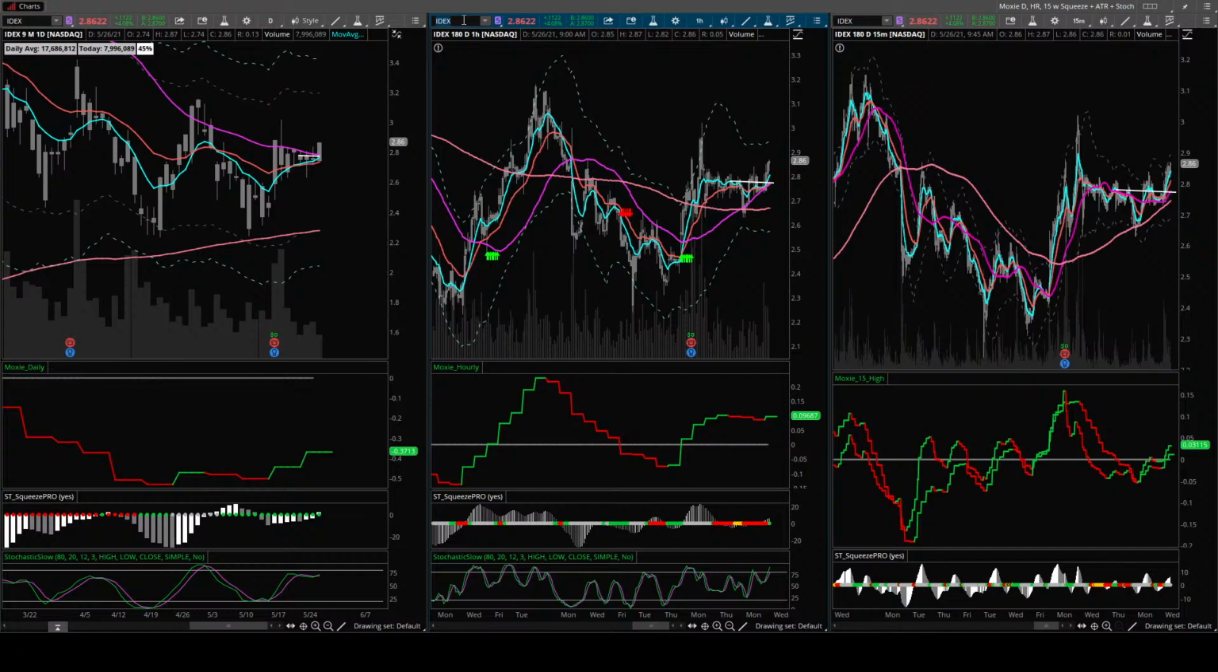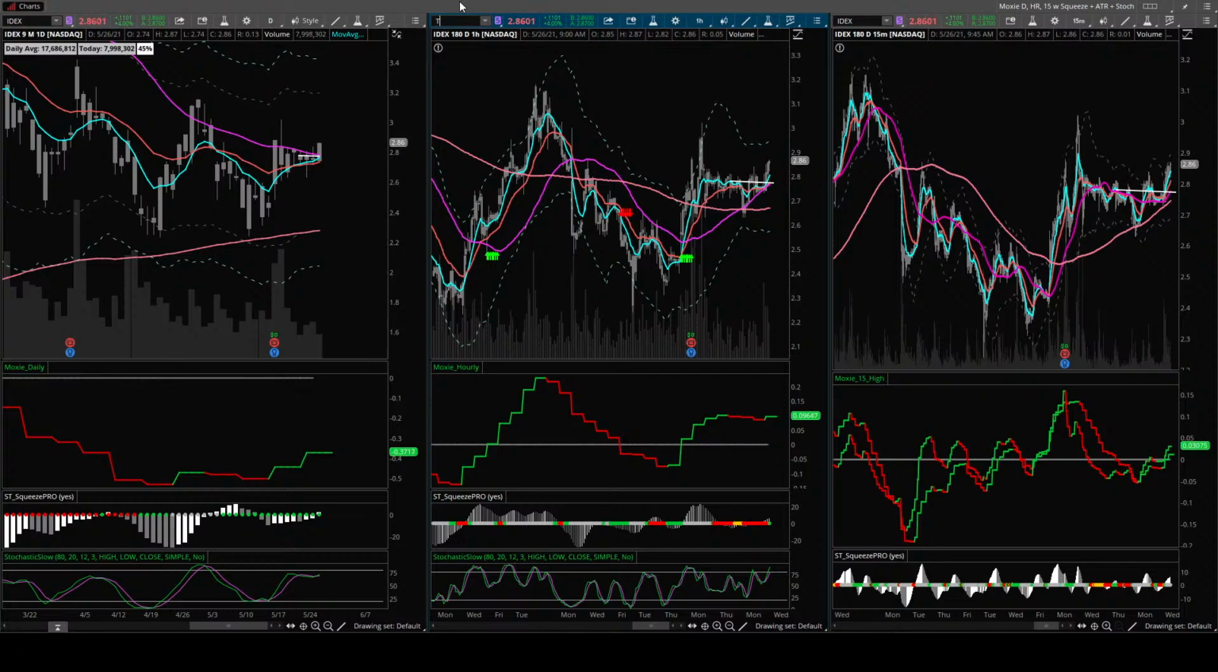Start looking for these things. Start looking for price starting to hold moving averages. Whereas before, you can see here on IDEX, back around May 3rd, price did not hold the hourly 50. It did not hold these moving averages. But now it looks like it's starting to. So that's really great. We're starting to see some things change.